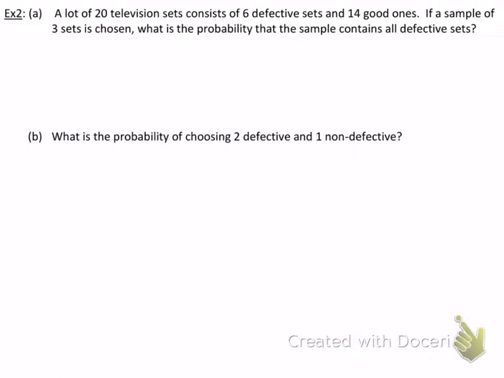Okay, your last example. A lot of 20 TV sets consists of 6 defective sets and 14 good ones. If a sample of 3 is chosen, what is the probability that the sample contains all defective sets? So, we have a total of 20 sets to choose from because we have 6 defective and 14 good ones. So, we have 20 and we want to just choose 3.